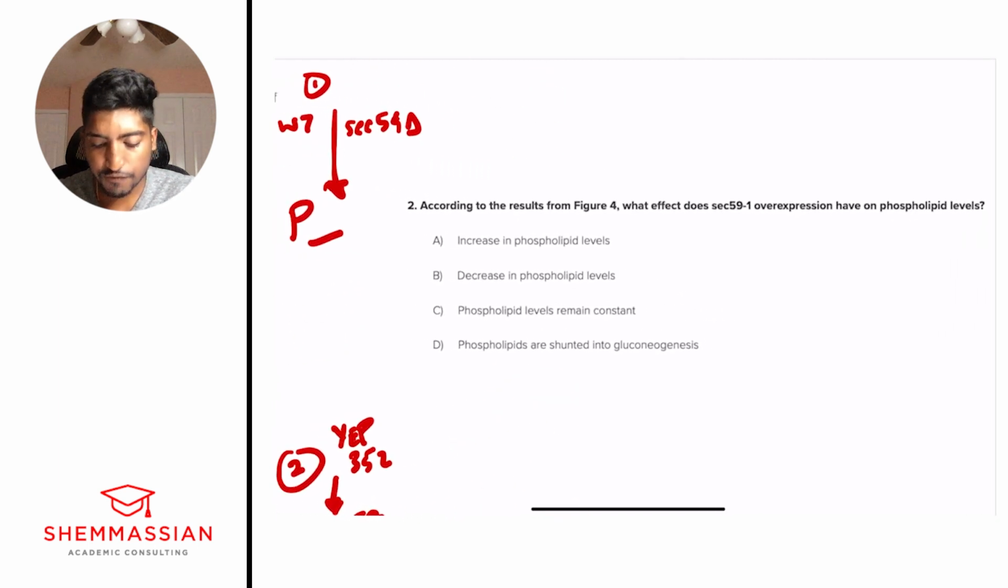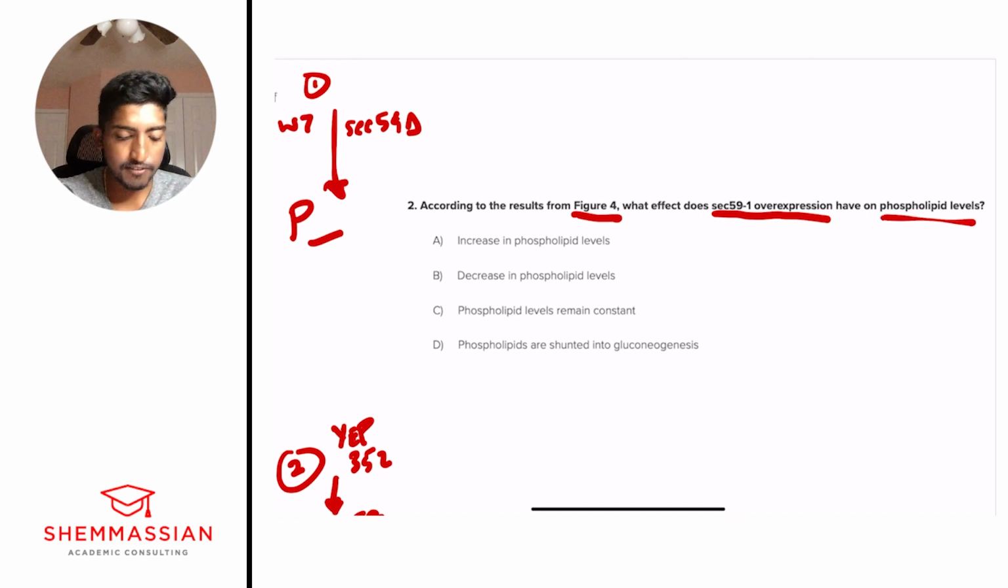According to results from figure 4, what effect does SEC59-1 overexpression have on phospholipid levels? Is it A, increase in phospholipid levels, B, decrease in phospholipid levels, C, phospholipid levels remain constant, or D, phospholipids are shunted into gluconeogenesis? All right, so right away, we know exactly where we're looking because the passage tells us. And so we're looking at figure number 4, and we're looking specifically at SEC59-1 overexpression on phospholipid levels, right?